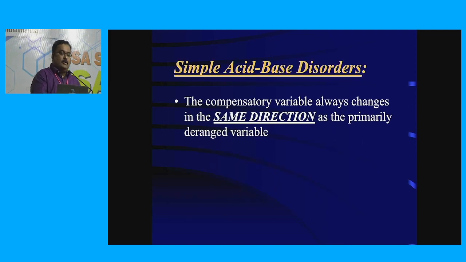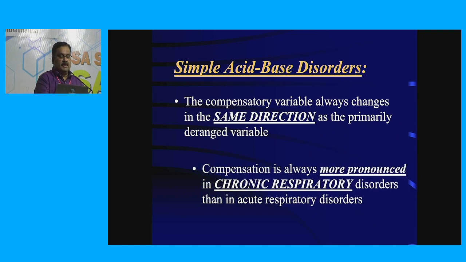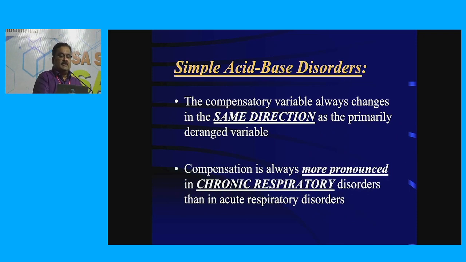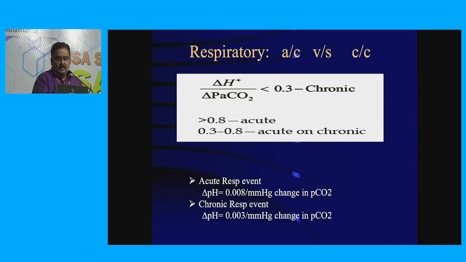So the compensatory variable always changes in the same direction as the primary variable, and compensation is more pronounced in the chronic respiratory disorders than in acute respiratory disorders, because the kidney gets more time to compensate. Right? Now, how do you know that a respiratory event is acute or chronic? From history, can you say the respiratory event is acute or chronic? Yes, from history you can say the event is acute or chronic, but it's difficult.